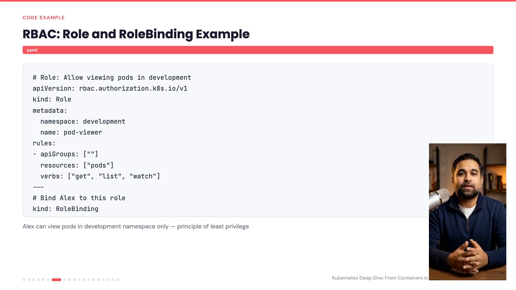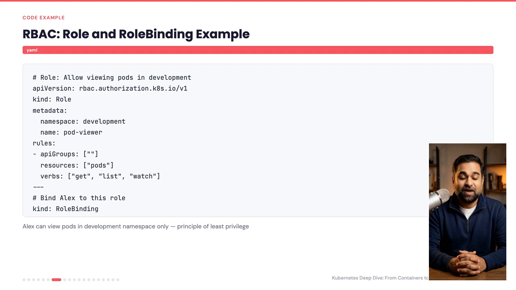Real scenario: you have front end, back end, and database pods. Without policies, a compromised front end could attack the database directly. With policies, the front end can only talk to the back end, the back end can talk to both front end and database, and the database only accepts connections from the back end. A compromised front end can't reach the database. They've hit a locked door.